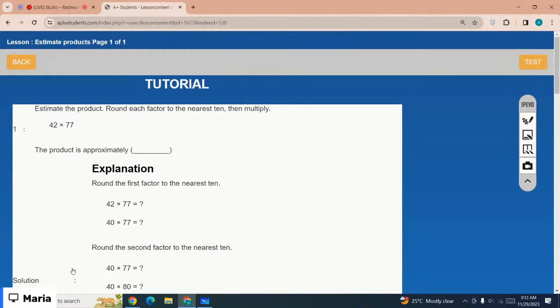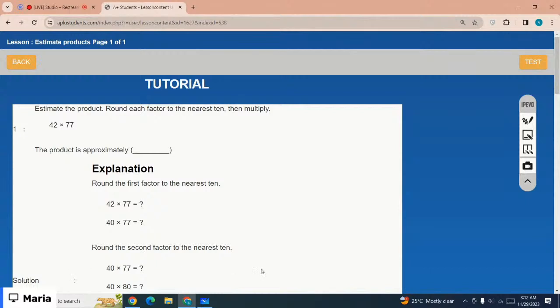So 42 is near to 40 or 50? 42 is just 2 away from 40, so 42 is rounded off to 40. Then you have 77. 77 is rounded to which 10? 70 or 80? Yes, it would be rounded off to 80. So you need to do 40 times 80.